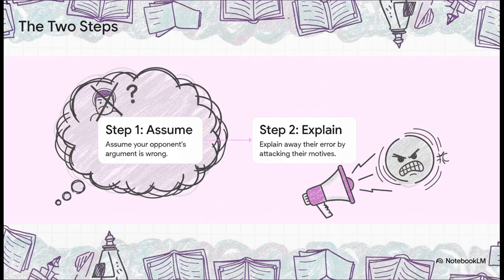And here are the 2 simple steps. It's so easy, and that's why you see it everywhere. Step 1. Just assume the other person is wrong. No proof needed. Just decide it. Step 2. Play armchair psychologist. Explain away their error by attacking their motives. Boom. You've just dodged the entire need to actually make a real argument.